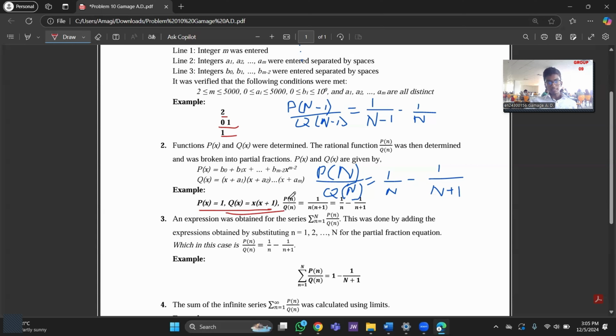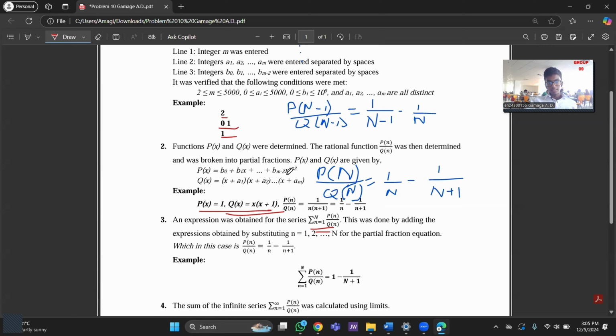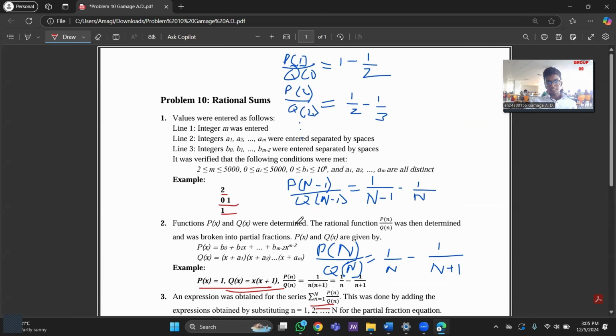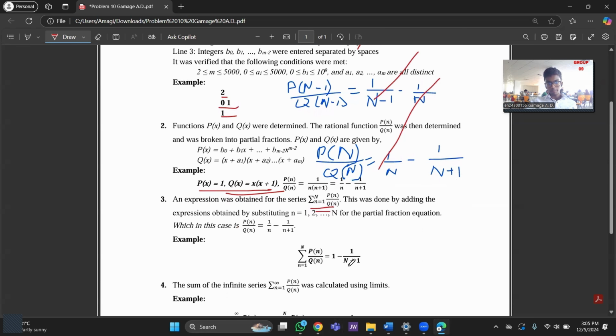Then we found a rational function Pn over Qn, which is 1 over n times (n plus 1), which we then broke into partial fractions. Then we try to find the series. To do so, we substituted n equals 1 up to n equals capital N like this. You can see that these terms cancel each other out, so we are left with 1 minus 1 over (N plus 1), as seen here.